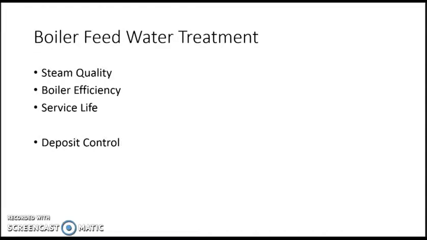Deposit control of feed water is an important criterion. Deposits in boilers may result from the hardness, contamination of the feed water, and corrosion products from the condensate and the feed water system. So we need to have better control over the deposits inside the feed water.